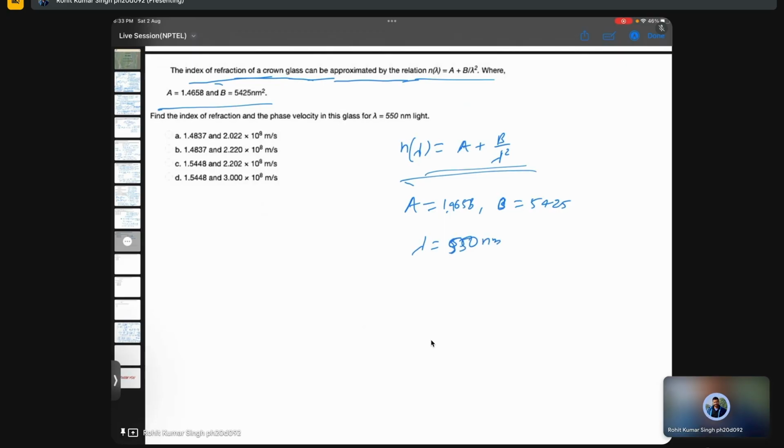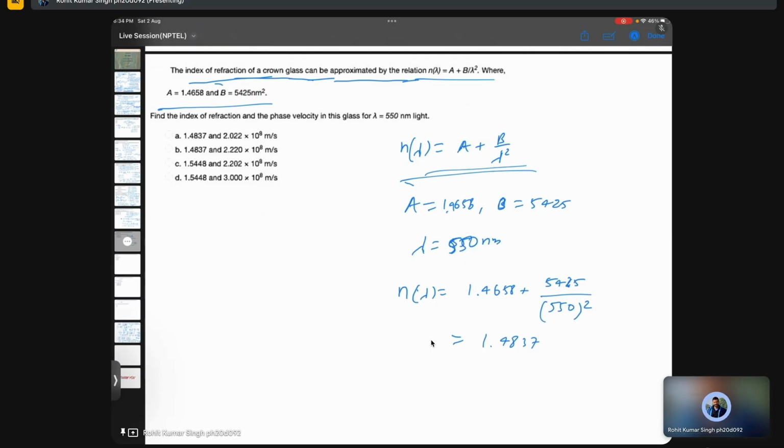Everything is given in this problem, so what do we have to do? We have to just substitute everything. So n is equal to 1.4658 plus 5425 by 550. It's in nanometer, but this one is also in nanometer, so I think it's fine. So this is a simple problem. You can just work it out. The answer is this.